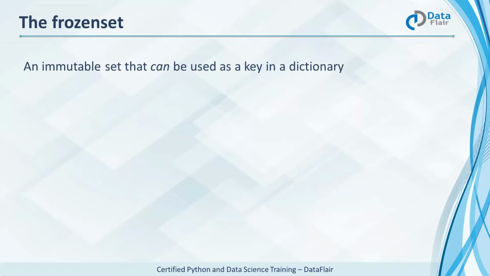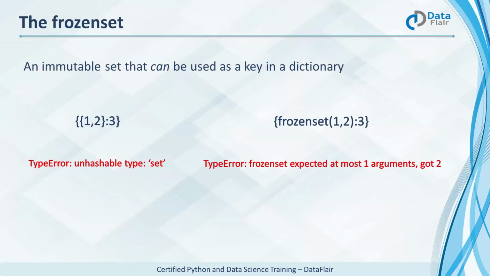And now let's discuss frozen sets. These are immutable sets, and since they are immutable, we can use them as keys for dictionaries. This is a dictionary with a key that is a set. It cannot be. But neither can this. We can only provide one value to the frozen set function, so provide a list to it and you'll create a frozen set.